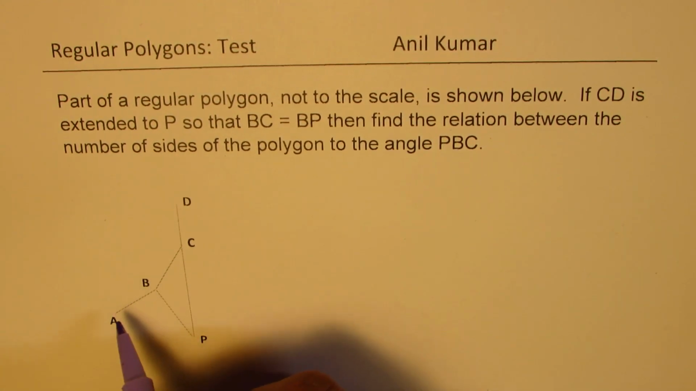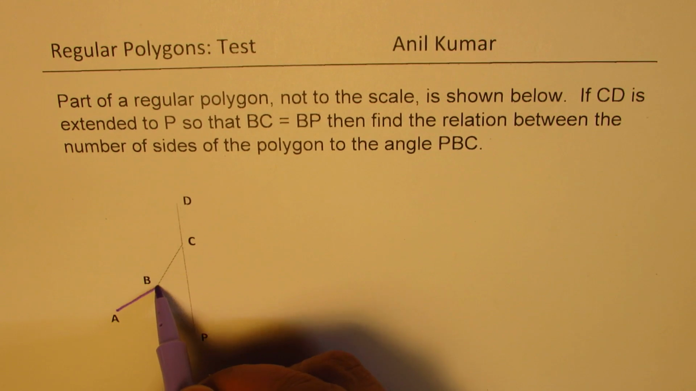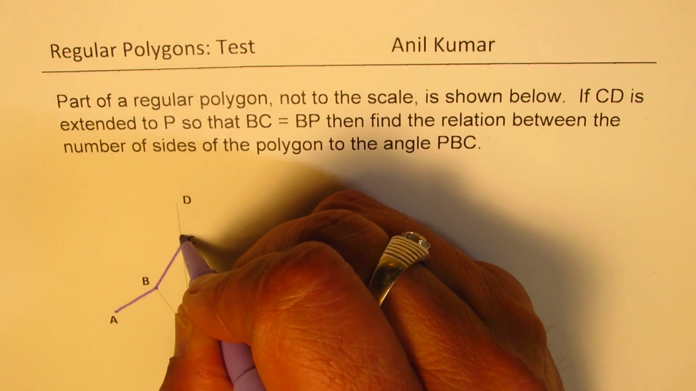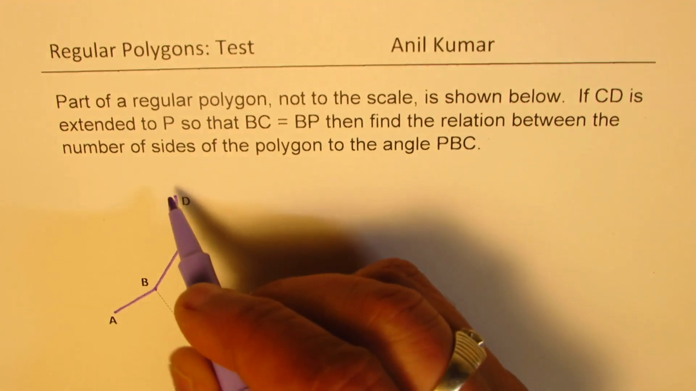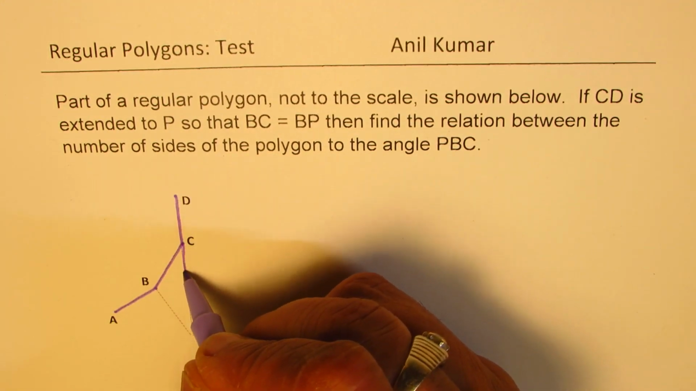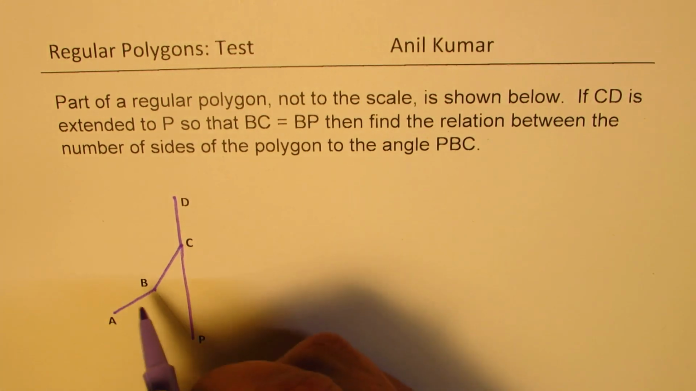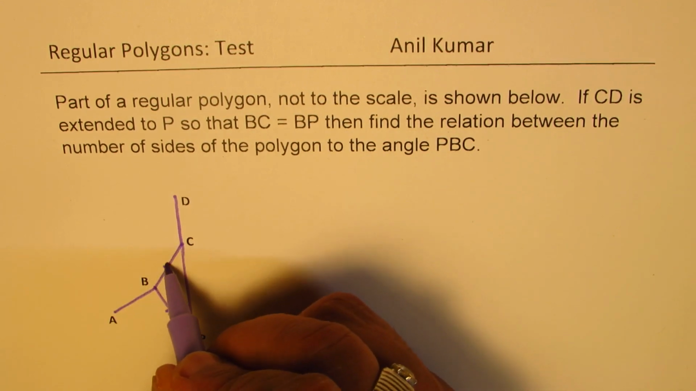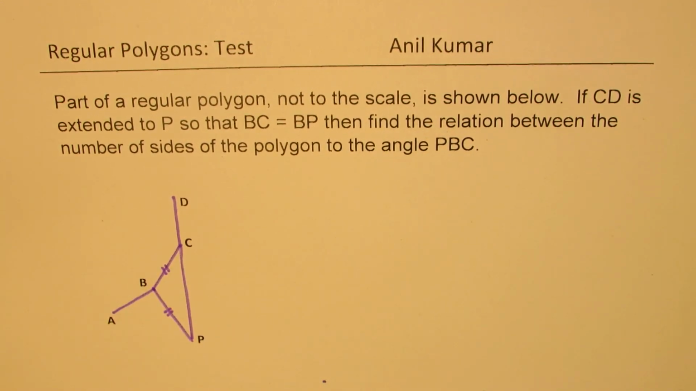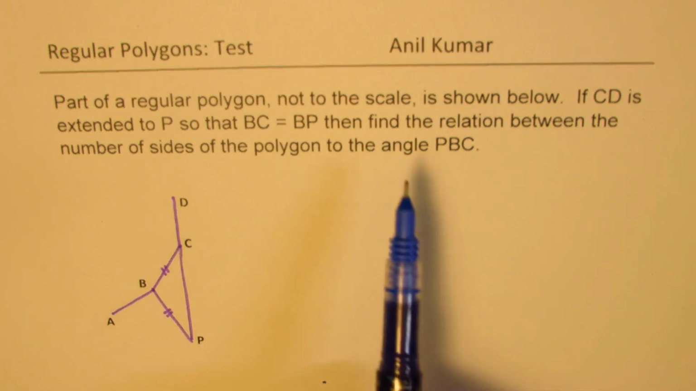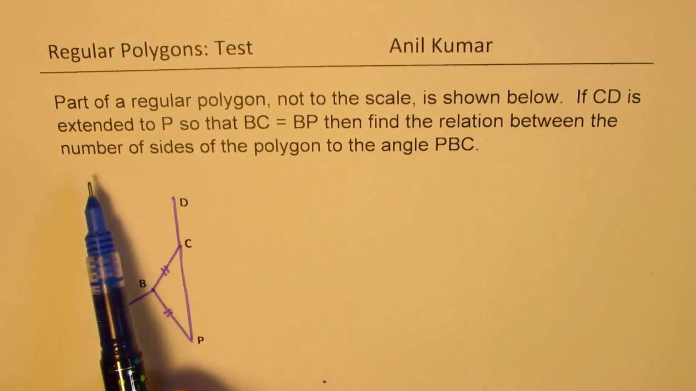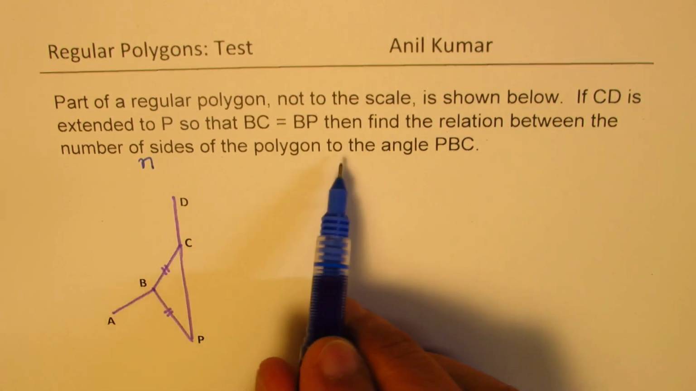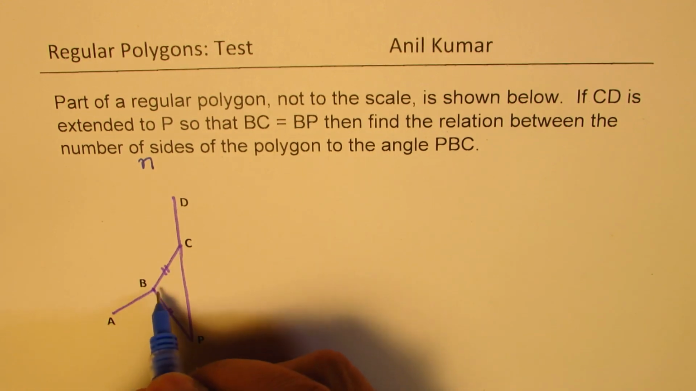So let me sketch this polygon a bit darker, right? So these are the sides of the polygon, A, B, B, C, and then we have here CD. Now the side CD has been extended to P so that BP is equal to BC. Is that clear to you? So that is what the question here is, and what we need to find is the relation between the number of sides, which could be n, of the polygon to the angle PBC. So PBC is this angle.